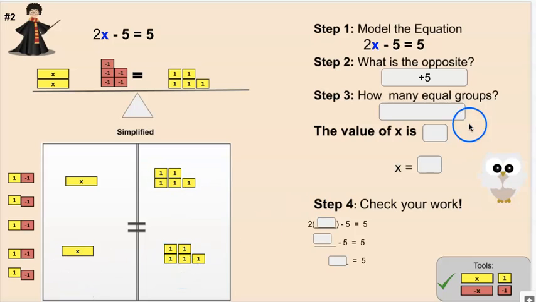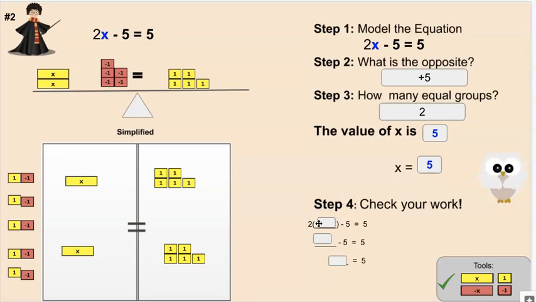So how many equal groups? We're going to say 2. And the value of x is going to be 5. And of course, x equals 5. Now we want to make sure Harry Potter is correct. We're going to check our work.